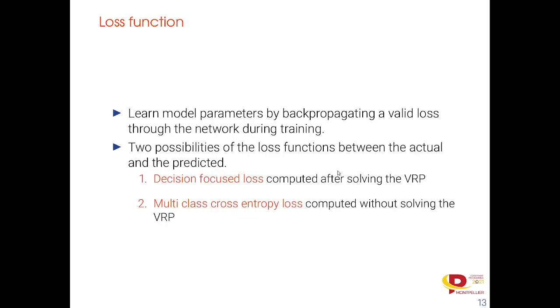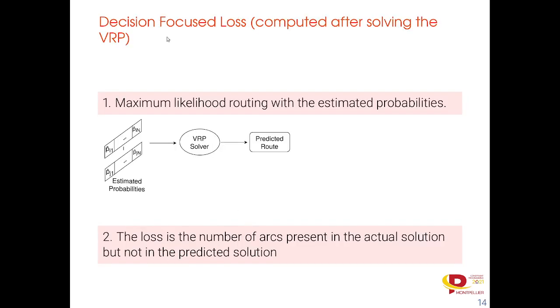Now to train the model we need a loss function. The model parameters should be updated by computing this loss and finding the derivative, or the gradient, of this loss function. We have two different philosophies of loss. The descent focus loss aims to minimize the error after computing the VRP. On the other hand, the cross entropy loss minimizes the error before solving the VRP. I'm going to explain this in the next slides.